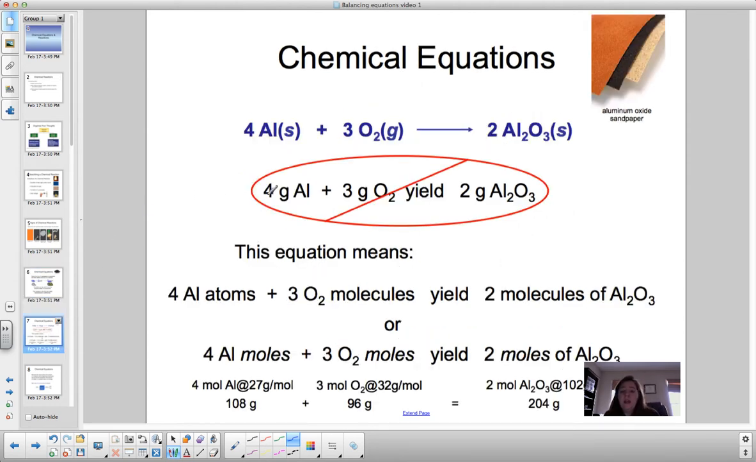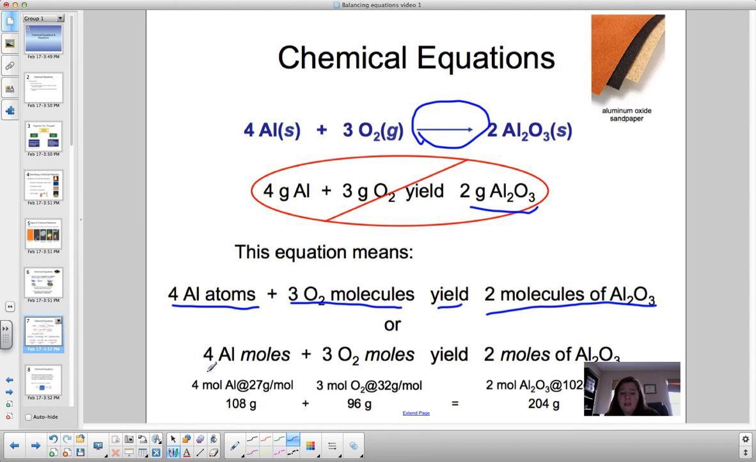So sometimes students get confused. They might think, well, if I have 4 grams and put a G here, plus 3 grams of oxygen, then it's going to yield 2 grams of aluminum oxide. Well, that's not true. What we mean by this is 4 aluminum atoms plus 3 oxygen molecules yield, this symbol right here means it yields, okay, you're going to use an arrow, means it yields 2 molecules of aluminum oxide, okay.